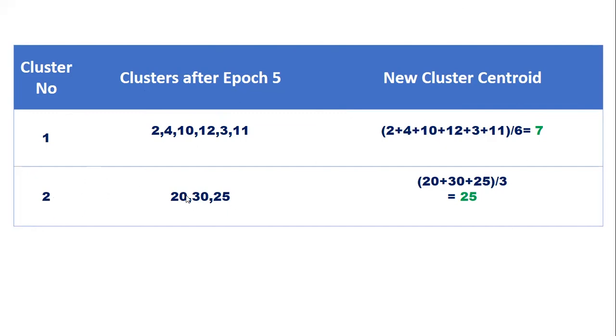There is no change in the cluster membership after epoch 5. Epoch 5 and epoch 4 have the same cluster members. That means the cluster converges, and we can stop the process. And here is our final cluster.